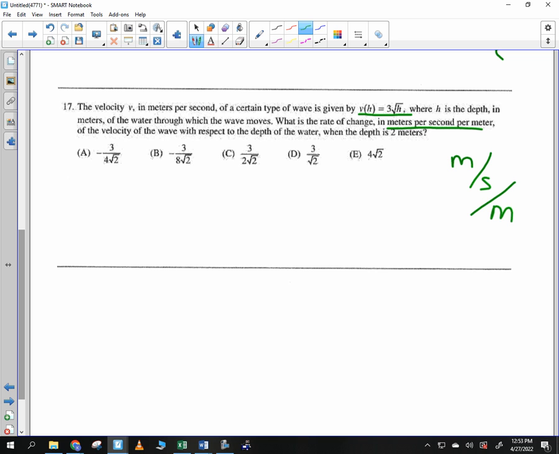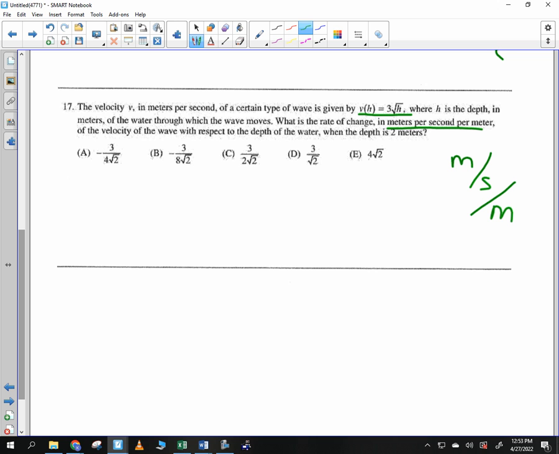It's asking for the derivative, isn't it? Okay? It's asking for the derivative of the velocity of the wave with respect to the depth of the water when the depth is 2. So all it's asking for in this situation is the derivative at 2. So it's checking to make sure that you understand what that label means, okay?